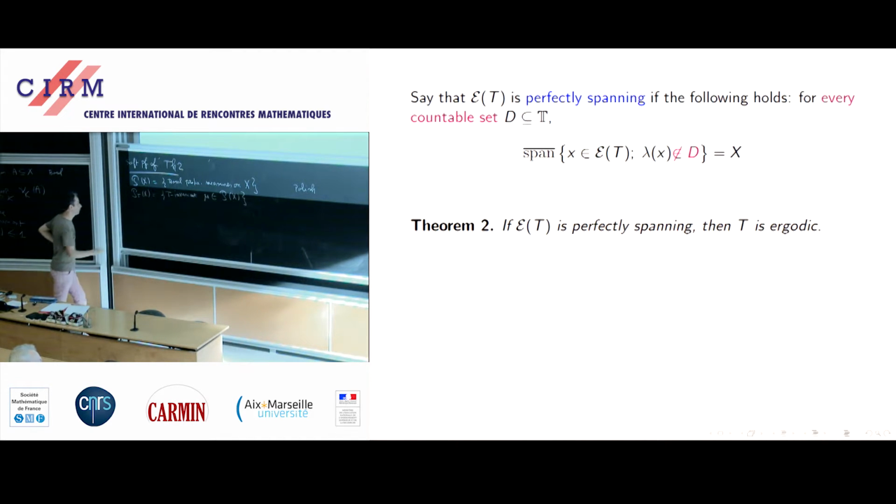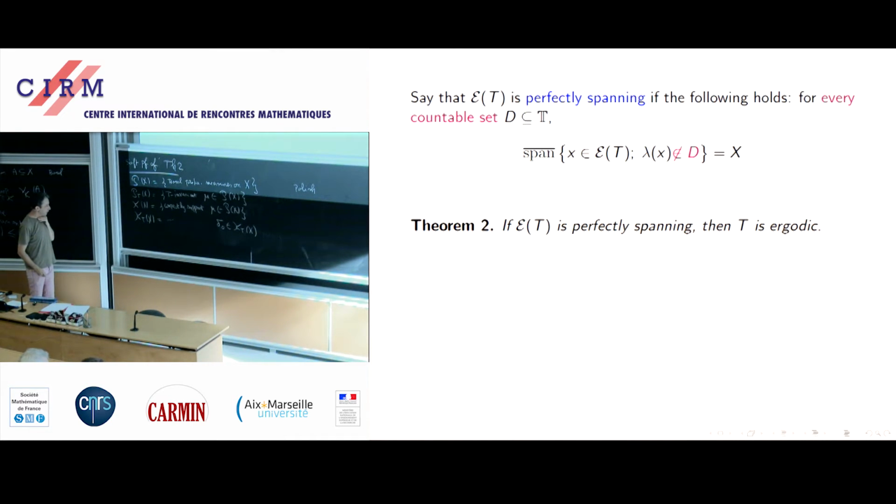Okay, and now K of x will be the set of all compactly supported measures. And of course, K_T of x is what you guess. One point is that this set is not empty because you have a fixed point. 0 is a fixed point of T.